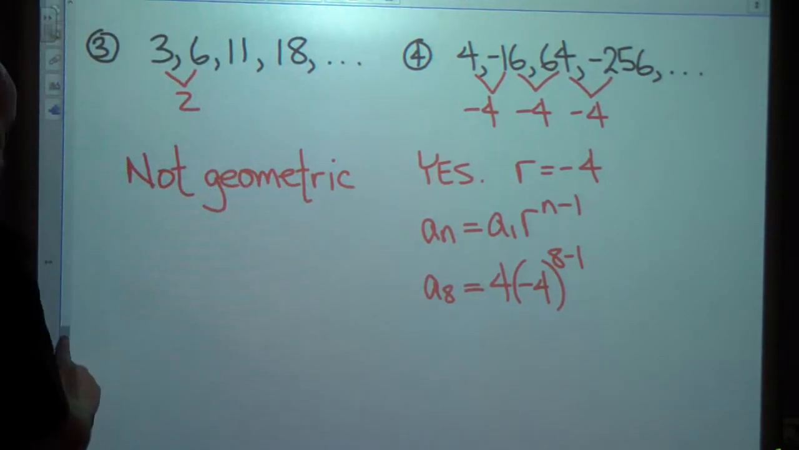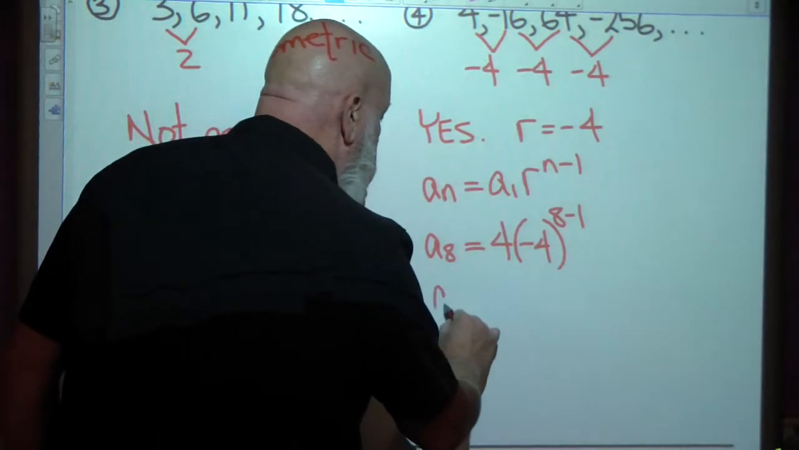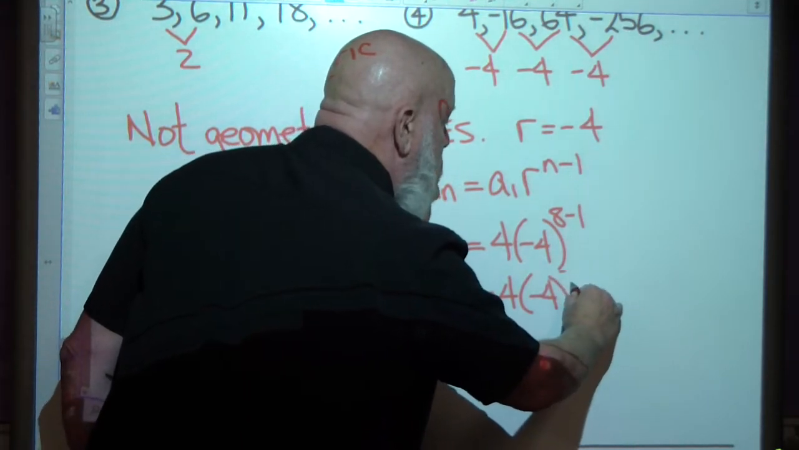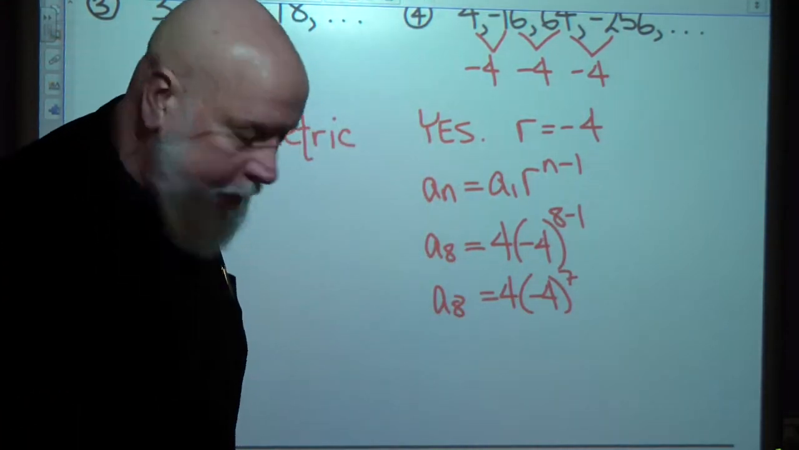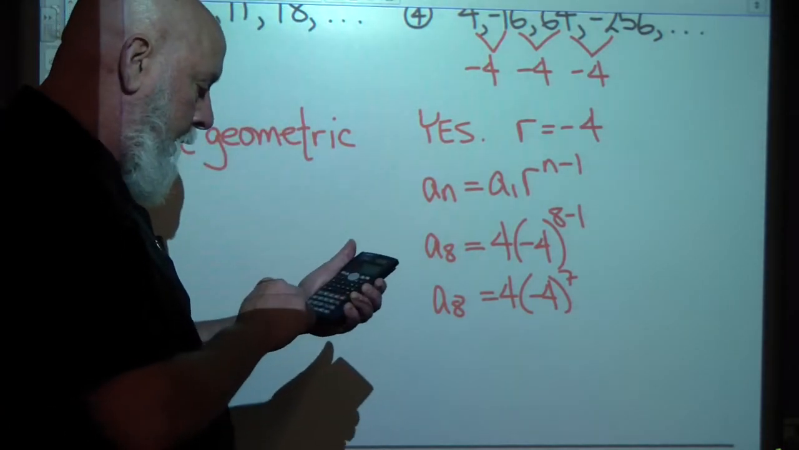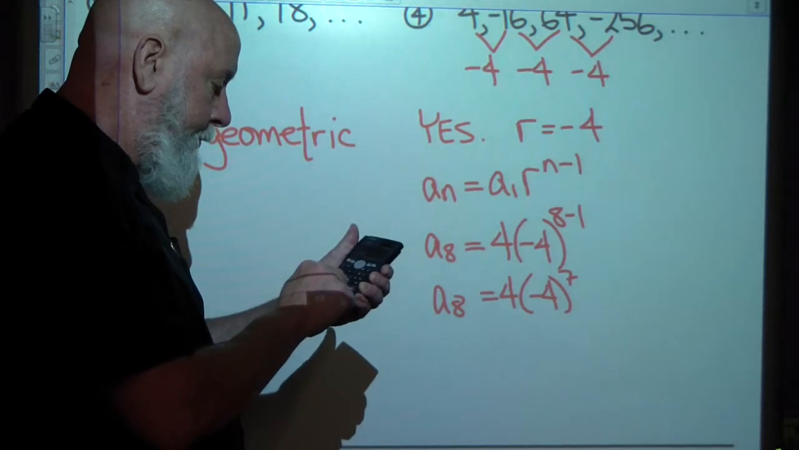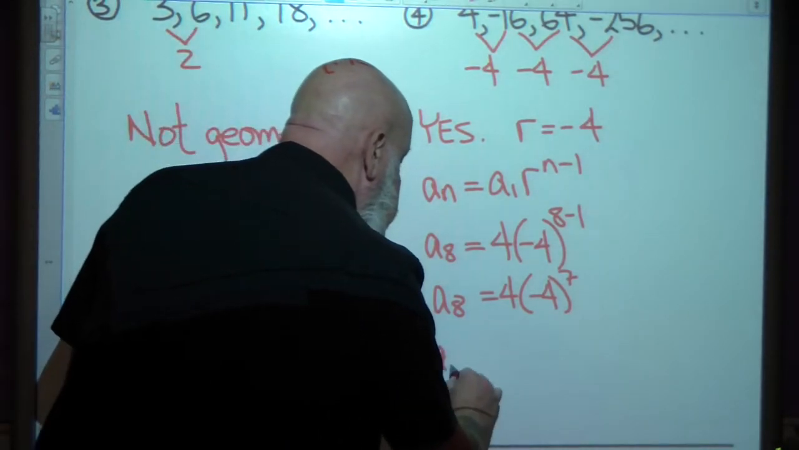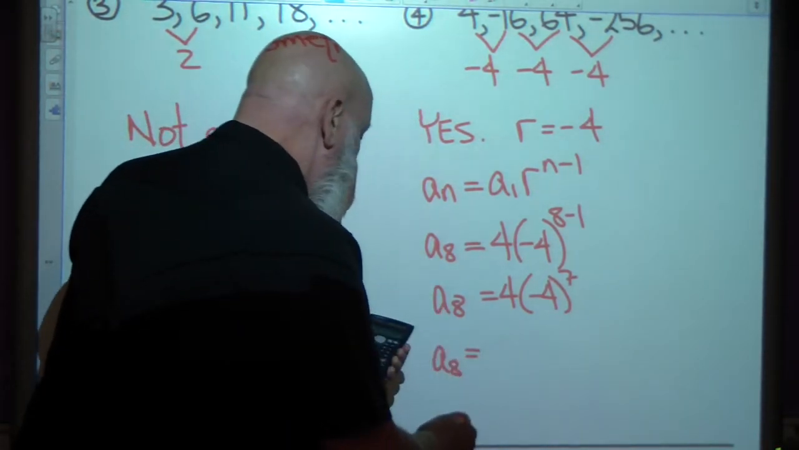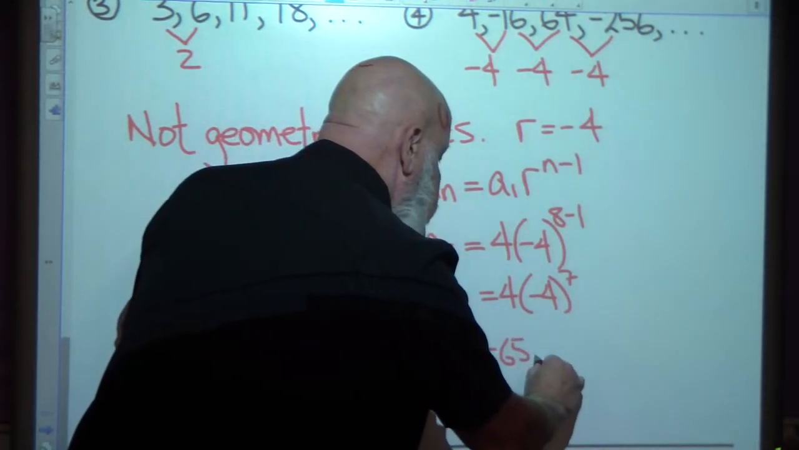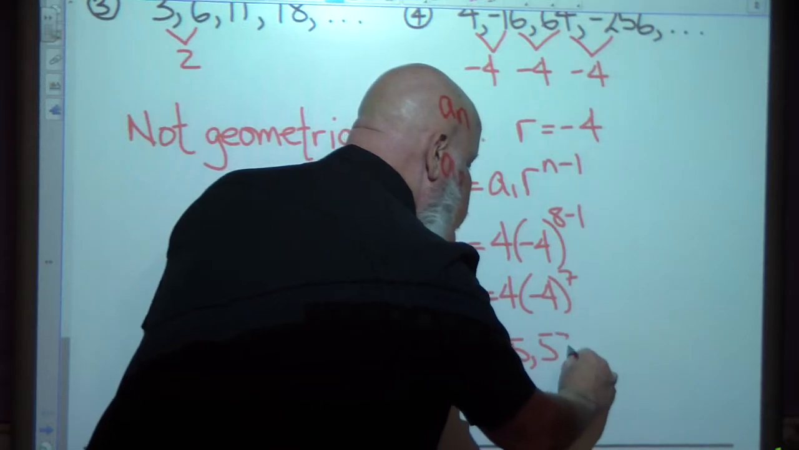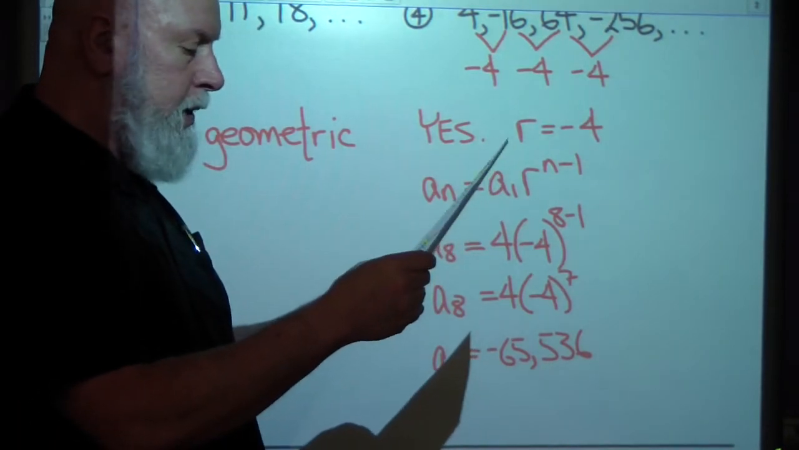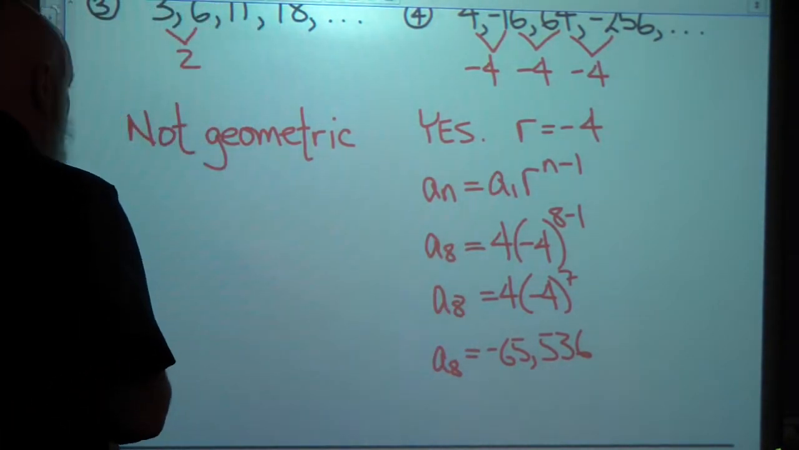And I perform those operations with my calculator. A sub 8 is 4 times negative 4 to the 7th, because 8 minus 1. Take my calculator. And I get negative 65,536. Hopefully that's correct. I'll check the key in just a second. Negative 65,536. Yay!